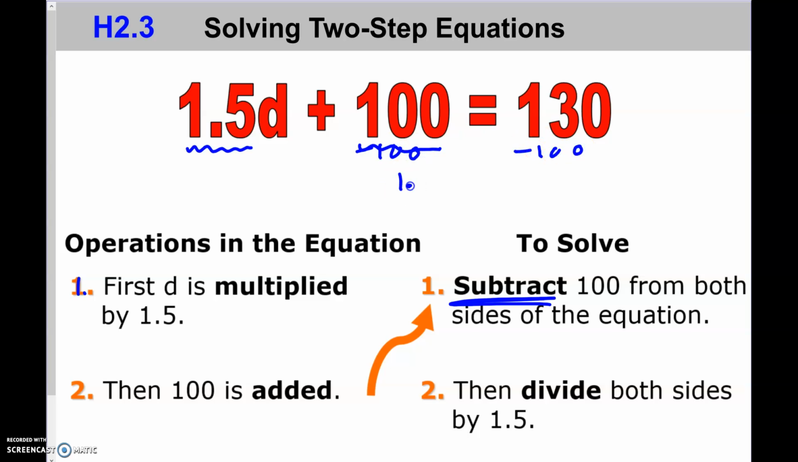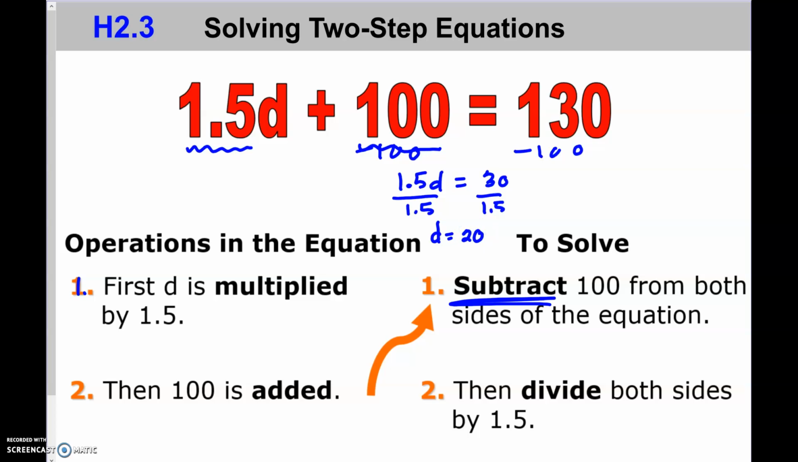So now we have 1.5d equals 130 minus 100 is 30. Now this says 1.5 times d, so the opposite of times is divide. So we're going to divide by 1.5, and we just might need to grab our calculator here and take 30 and divide by 1.5. So d equals 20.